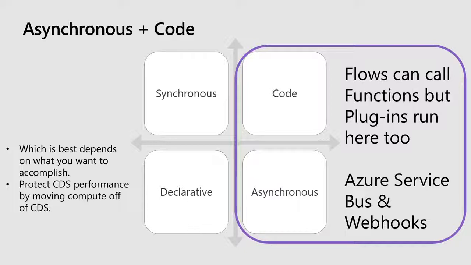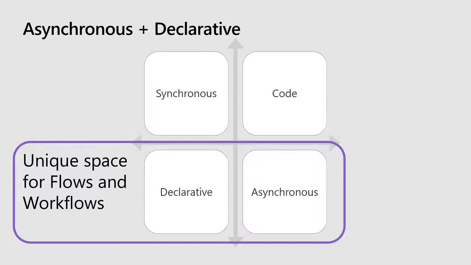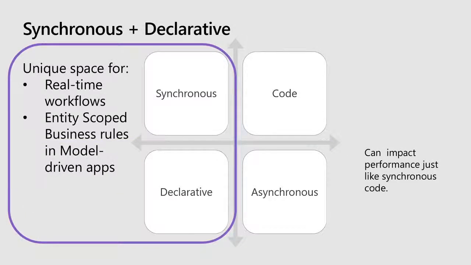Now, when you talk about situations where you can use code and have your business logic run asynchronously, obviously flows come to mind, and flows can call functions, but plugins can run here as well. And of course, from plugins, you can call out to Azure Service Bus and webhooks and do other integrations that allow code to define your business logic in an asynchronous manner after the operation is concluded. Anything that's declarative and asynchronous is really the unique space for flows and workflows.